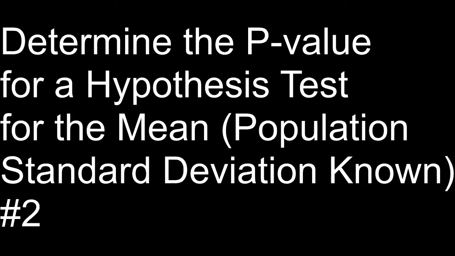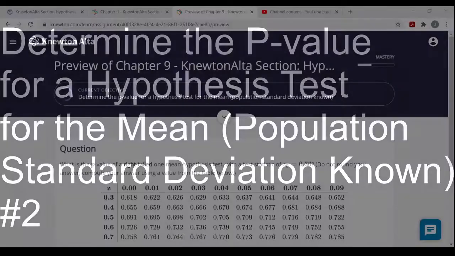This video is on the objective: determine the p-value for a hypothesis test for the mean, with population standard deviation known. So sigma is known, meaning that our test statistic will be a z-score. We'll be dealing with the normal distribution. And this is the second video on a question related to this objective from your Newton-Alta homework that I'm looking at. Alright, so let's take a look.